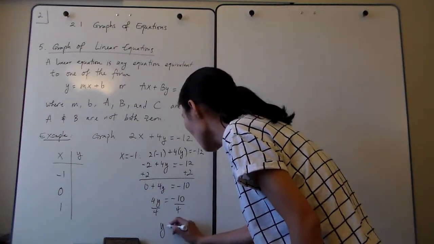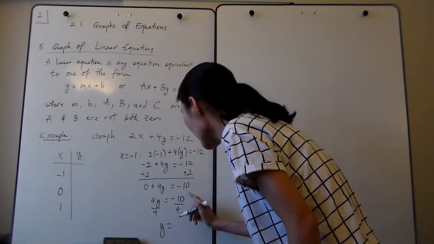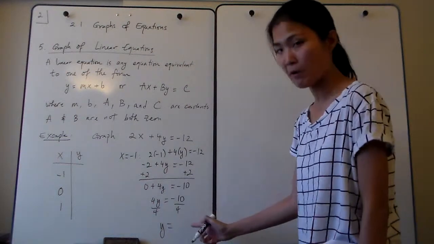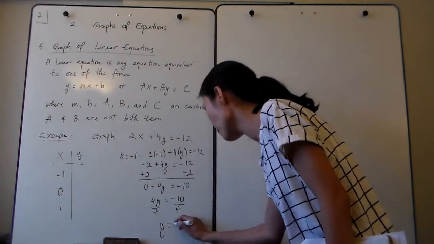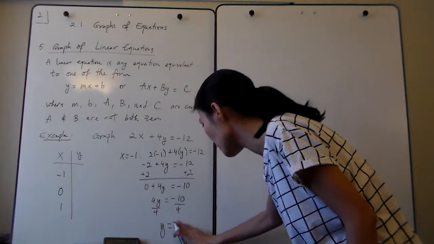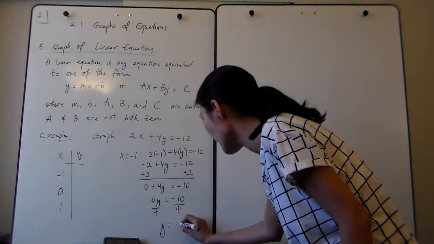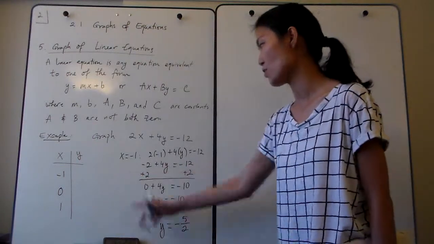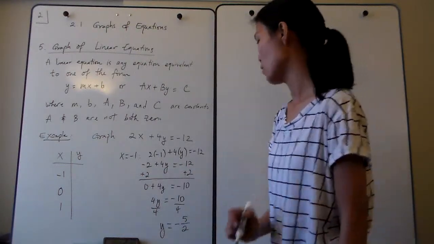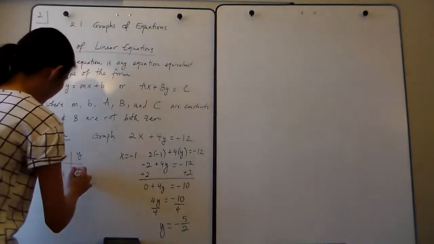You get y equal to negative 10 divided by 4. You can simplify, right? 10 divided by 2 is 5, 4 divided by 2 is 2. So you can simplify to negative 5 divided by 2. So when x equals negative 1, you get y equal to negative 5 over 2.